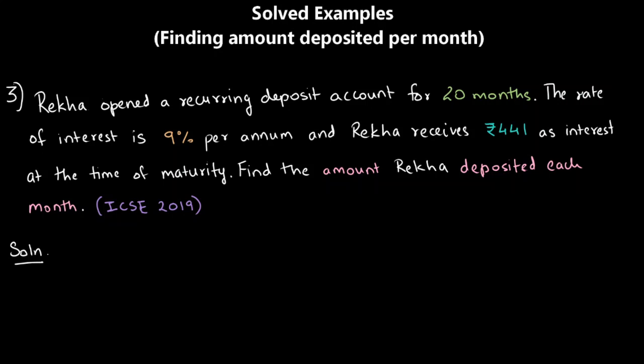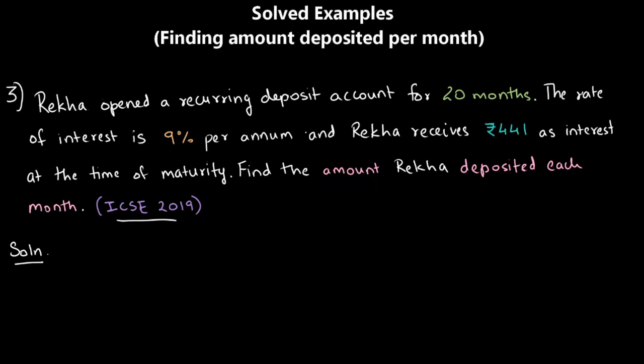Let's continue with our next question. The question says that Rekha opened a recurring deposit account for 20 months. The rate of interest is 9% per annum, and Rekha receives rupees 441 as interest at the time of maturity. Find the amount Rekha deposited each month. This question had appeared in the ICSE 2019 examination.